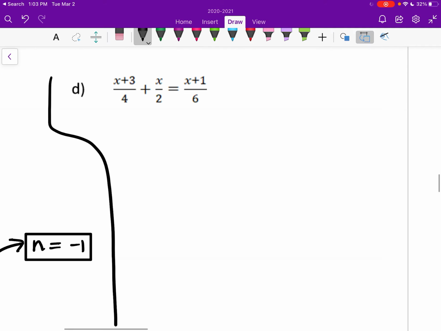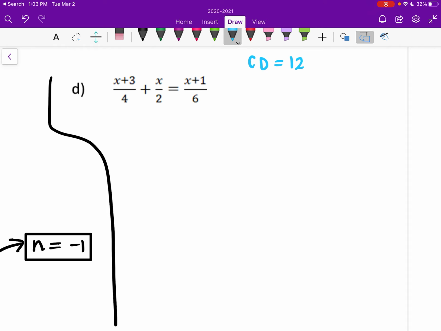We have (x + 3)/4 + x/2 = (x + 1)/6. The lowest common denominator here is 12, since 4, 2, and 6 can all go into 12. You just need to think about the multiples of 4: 4, 8, 12, 16, and so on. I know 2 is going to go into 4, so 6 is the one I really need to worry about, and I know 6 also goes into 12, so I'm going to use 12.